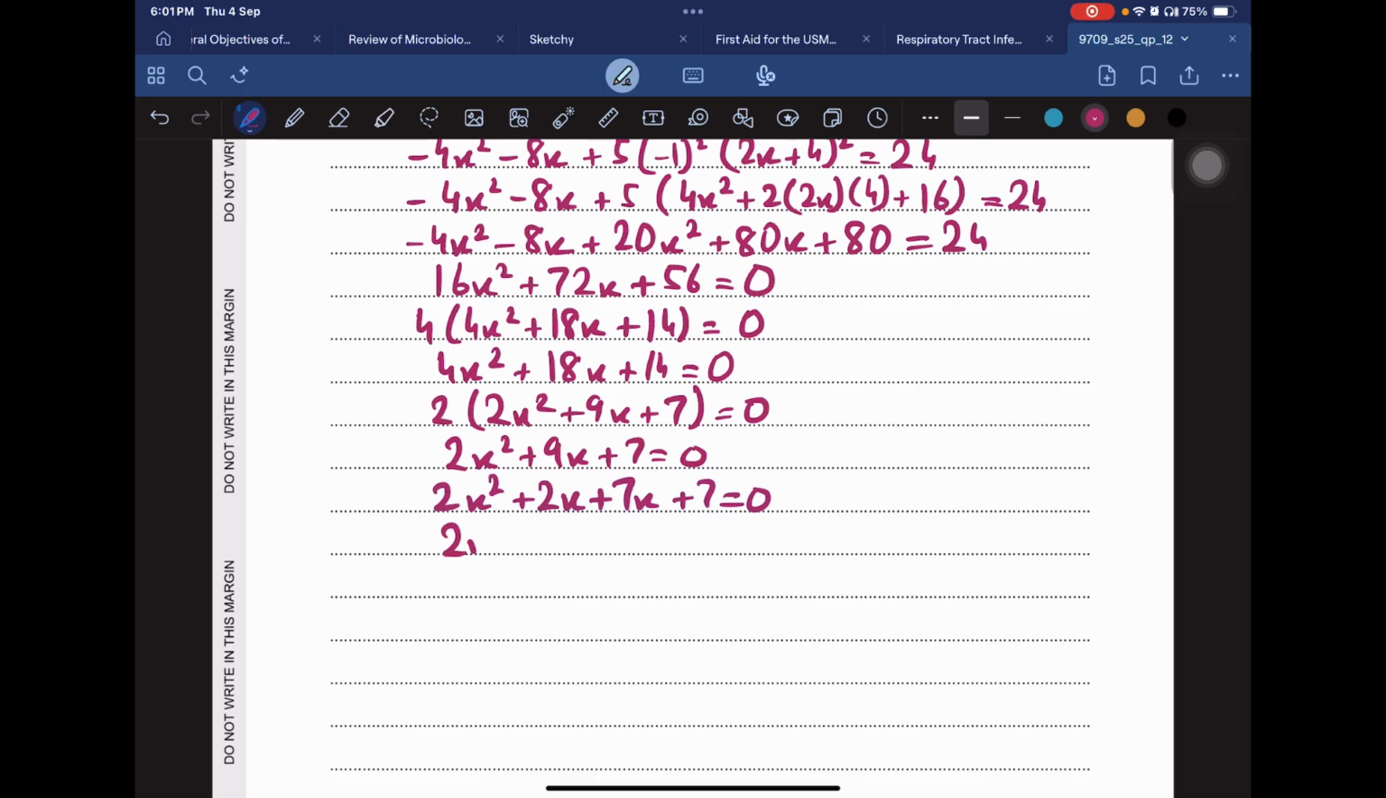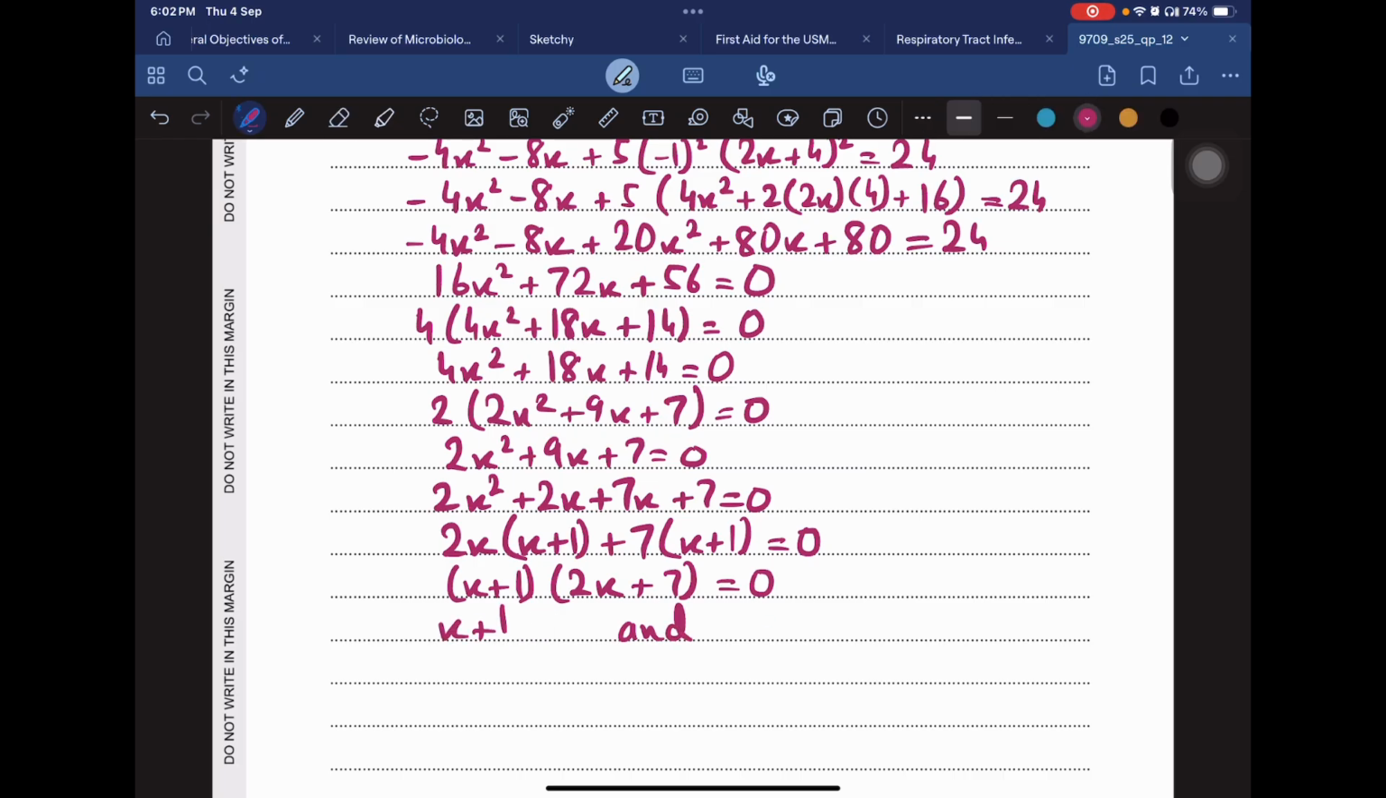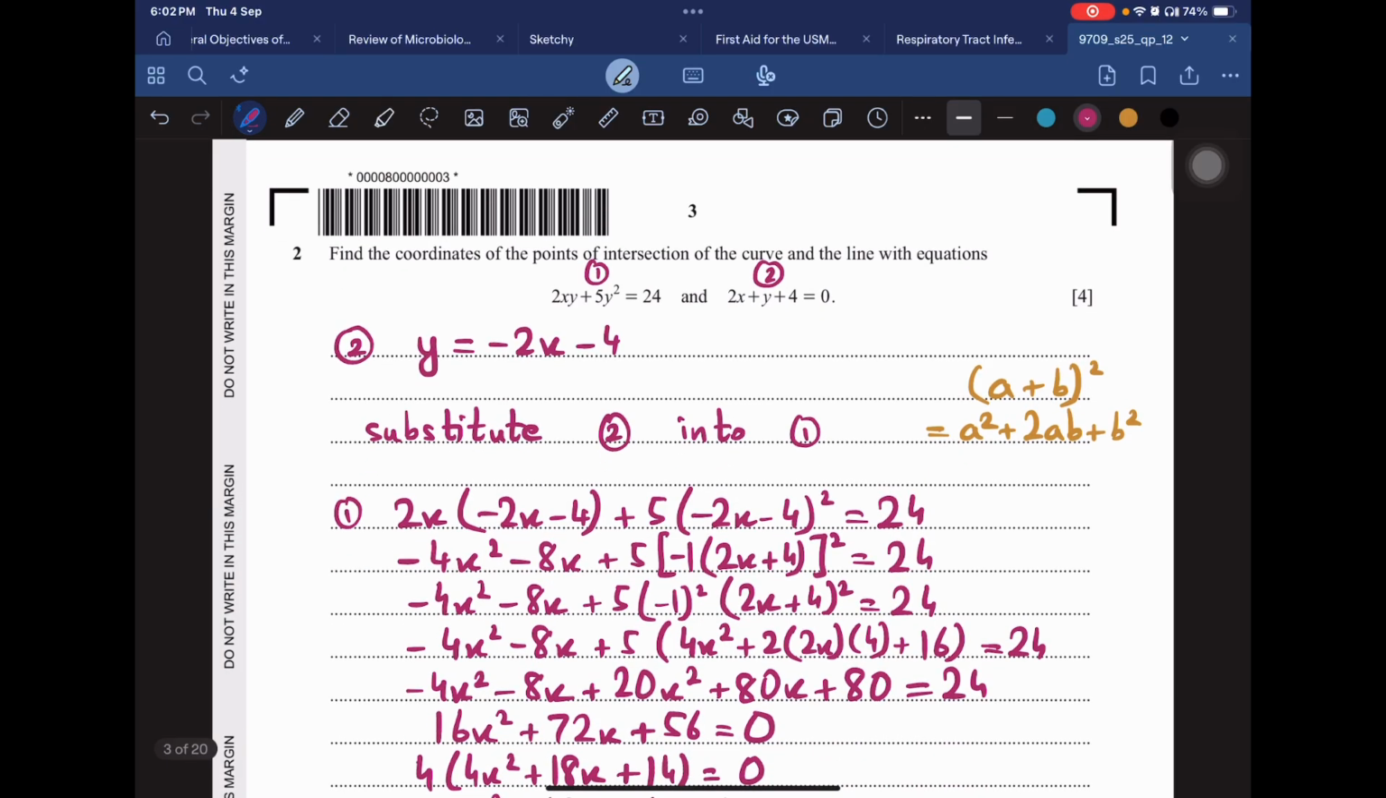Now taking 2x common from the first two terms, we'll be left with x plus 1. Taking 7 common from the last two terms, taking x plus 1 common from the whole left side, we'll be left with 2x plus 7 equals 0. So x plus 1 will be equal to 0 and 2x plus 7 will be equal to 0. So x is equal to negative 1, 2x is equal to negative 7, x is equal to negative 7 upon 2.